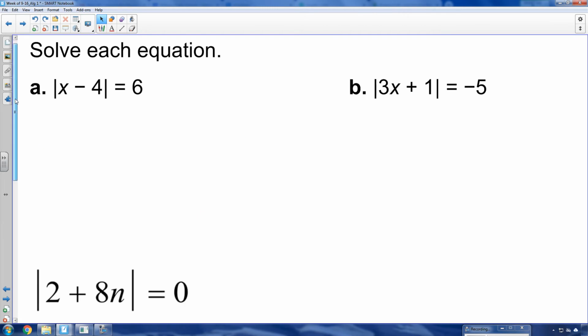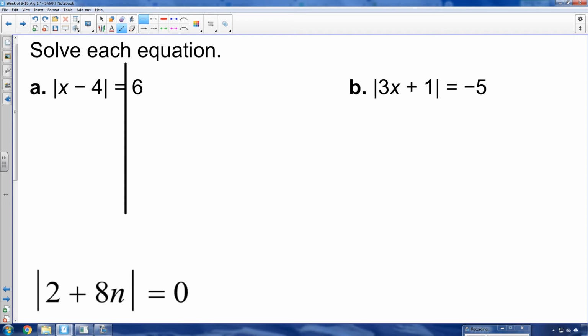So the first question that we want to ask ourselves is, is the absolute value alone? And how do we know that? Well, we look at this side of the line, and we say, is there anything outside of the absolute value? Is there anything in front of it? Is there anything after it? Is there anything above it? Is there anything underneath it? No. Everything is contained inside those two walls there. And so the absolute value is alone, and we can split this equation.